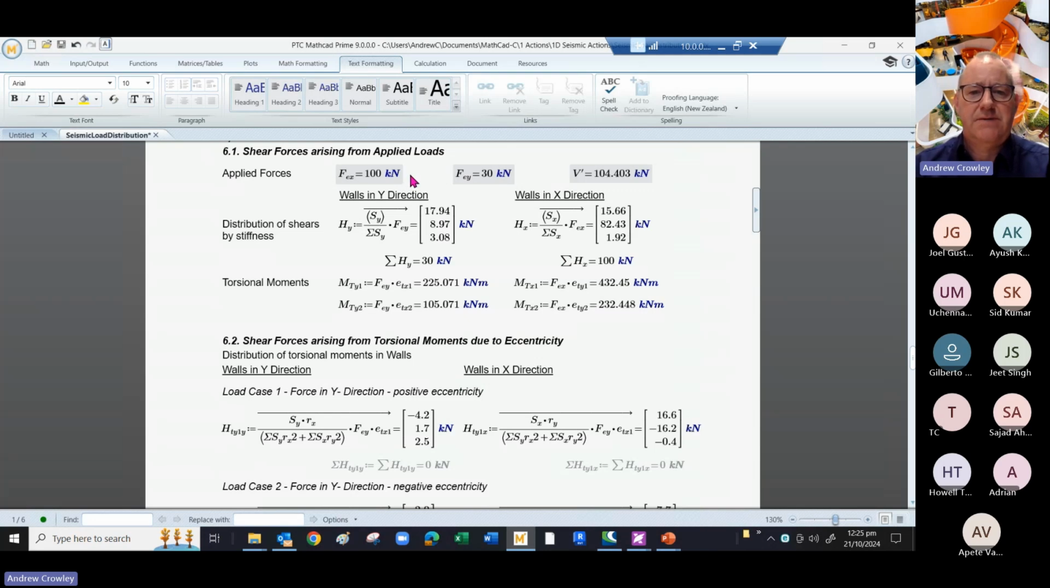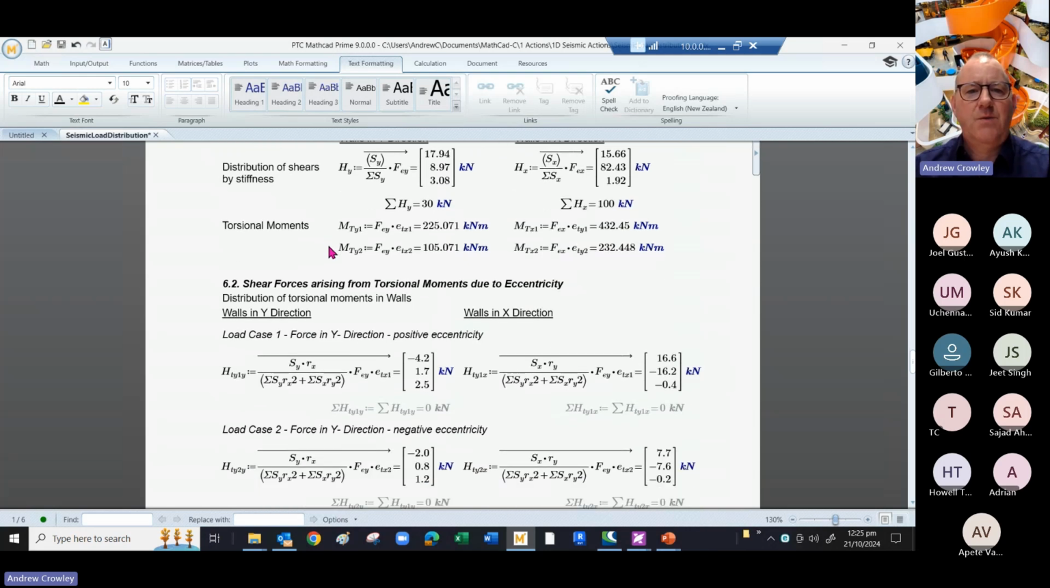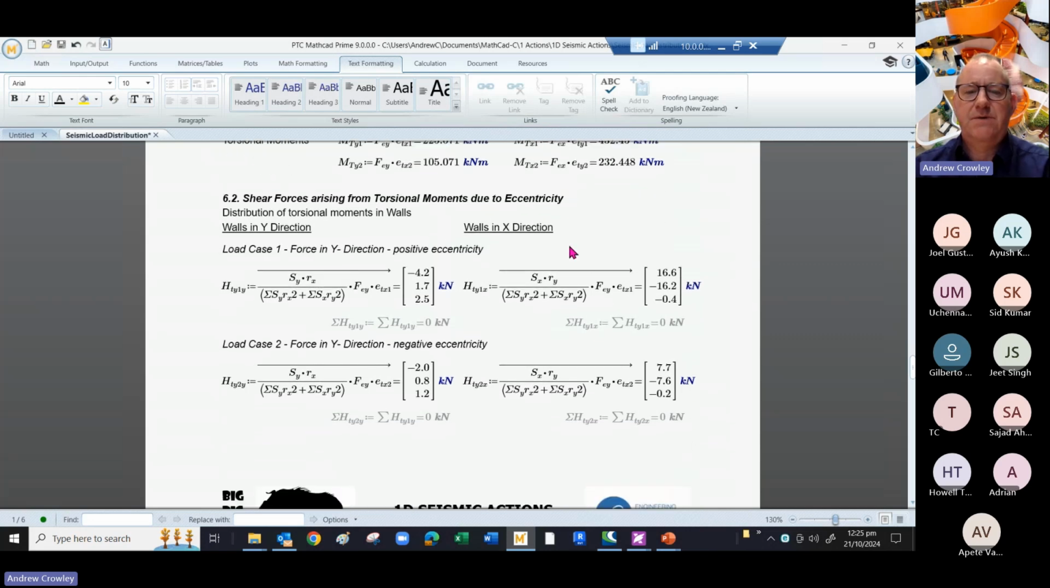Now we look at torsional moments, and they work out for the 2 eccentricities and the 2 directions. How do we distribute those? Well, we look first of all in the y direction and use that formula that we showed above to distribute the horizontal shear. So we end up with a number of different load cases. So first of all, we'll look at load case 1, which is the force in the y direction with positive eccentricity, and distribute using this formula here. So it's the rotational stiffness for the individual wall divided by the whole total multiplied by the moment.